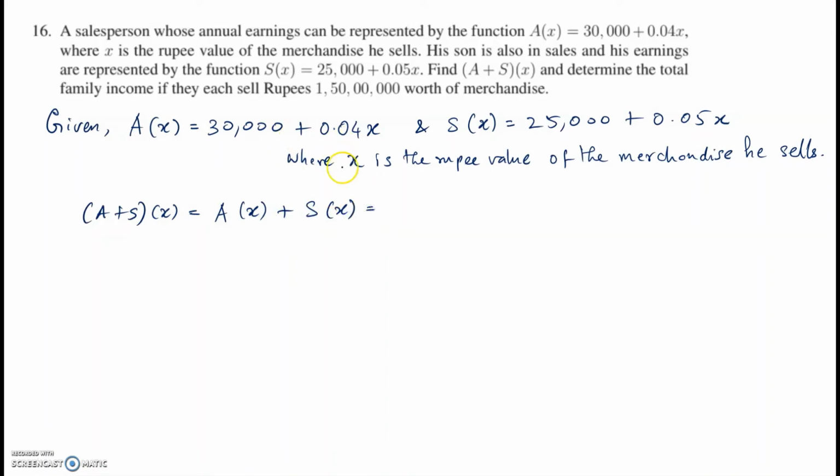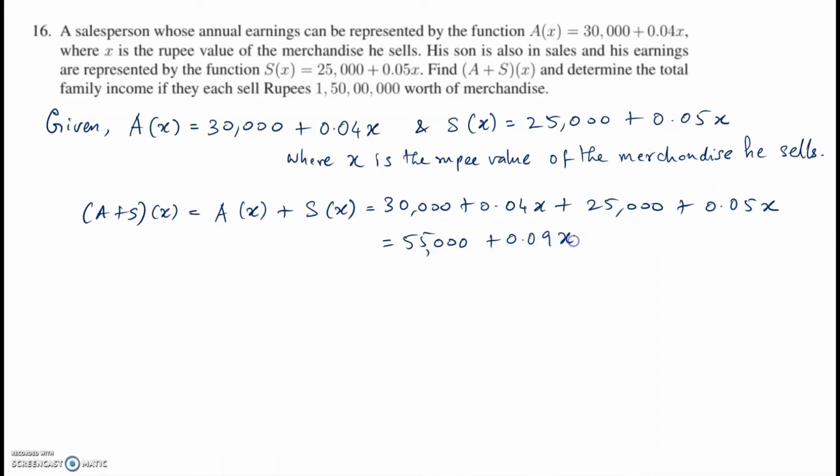So if we substitute these values, 30,000 plus 0.04x plus 25,000 plus 0.05x. So that's equal to 55,000 plus 0.09x. So this is, let's call this, the total income of the father and the son.